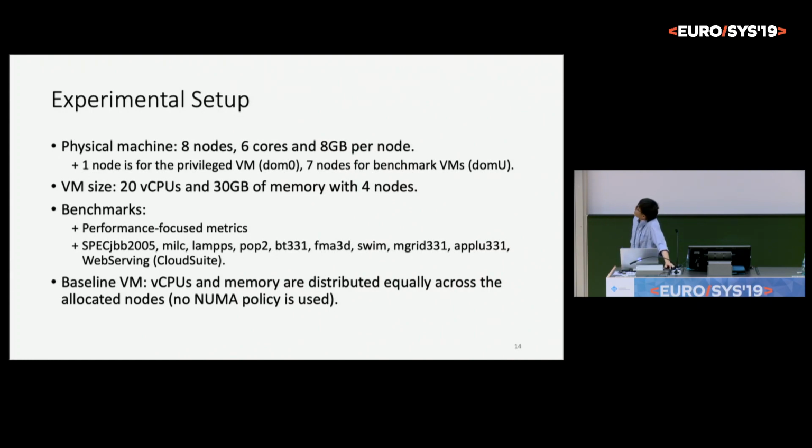The set of benchmarks used is based on a VMware paper. In this paper, they selected this set of benchmarks to demonstrate the effectiveness of vNUMA. So we use this set of benchmarks. Here, SPEC CPU, SPECjbb, a Java benchmark, and web serving, a benchmark for I/O applications.